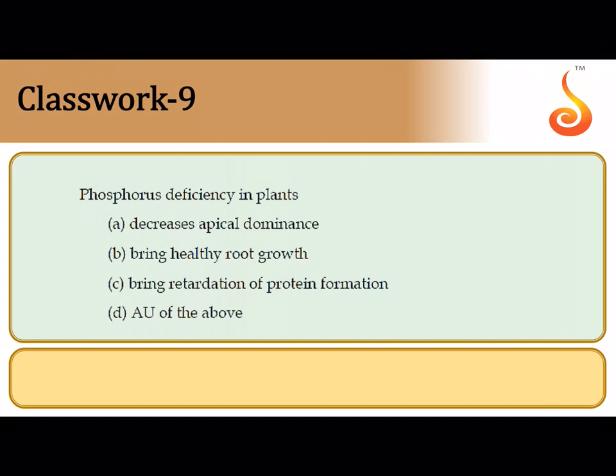Phosphorus deficiency in plant. Now, what happens due to phosphorus deficiency in plant? Phosphorus is a very important component of protein, and therefore it is involved in protein synthesis, and as a result you have to remember it brings about reduction or retardation in protein formation. So please remember, phosphorus plays a very important role in the process of protein synthesis.